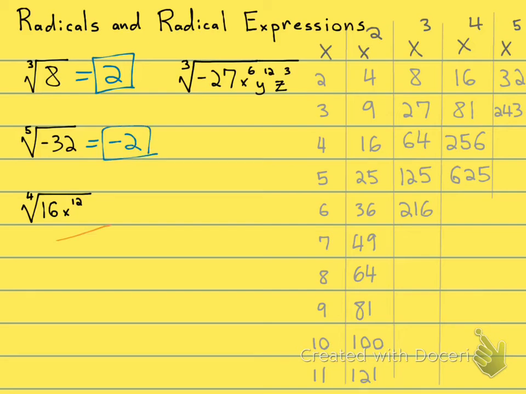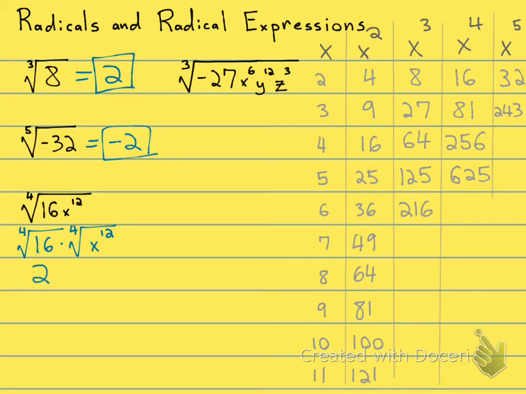I look down here. I have the 4th root of 16x to the 12th. Now I like to separate these. I like to call this the 4th root of 16 times the 4th root of x to the 12th. Now I can look at my chart for the 4th root of 16. And here it is. The 4th root of 16 is 2. So this is 2 outside of the radical.